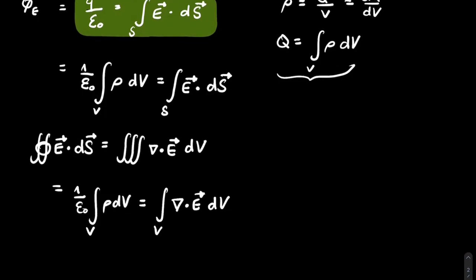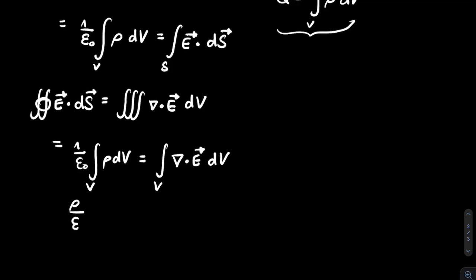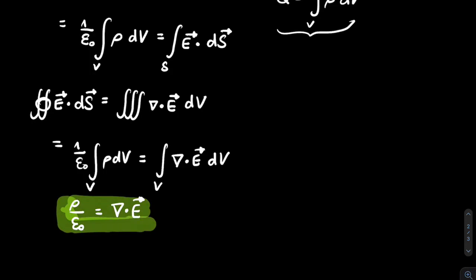So, well, what we can do right here is we can see that these are just integrated over the exact same thing. So in fact we can kind of de-integrate them, if you know what I mean. So just take away the integral signs, and then we get that rho over epsilon 0 is equal to simply the divergence of the electric field right here, and that is Gauss's law in differential form.